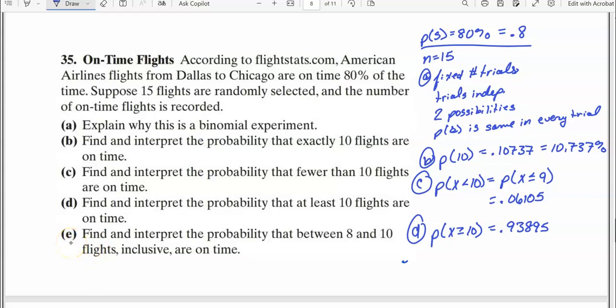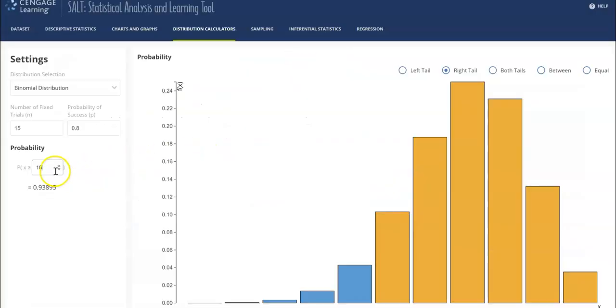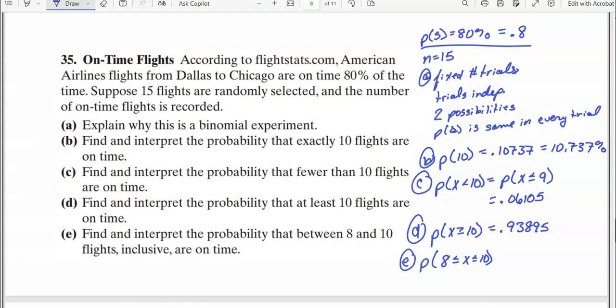And then E is asking us to find the probability that it's between 8 and 10 inclusive. So that's including the equal to, the 8 and 10. So I'm going to use the between. I want greater than or equal to 8, but less than or equal to 10. And I'm going to get 0.15999.